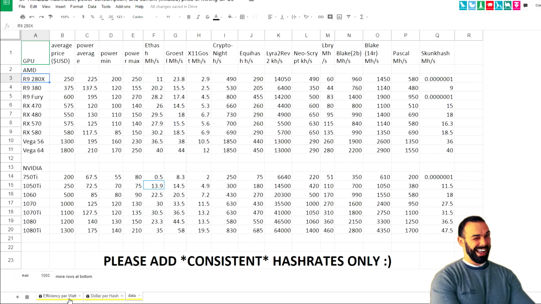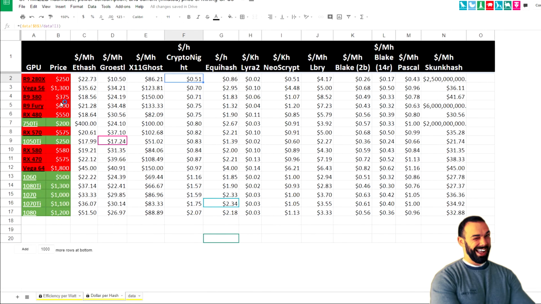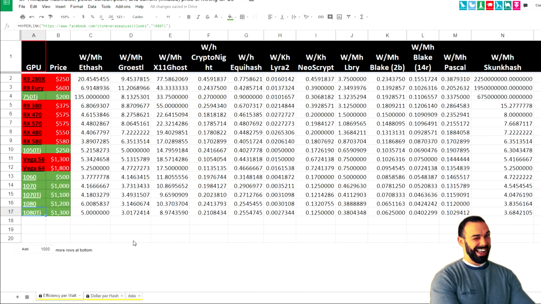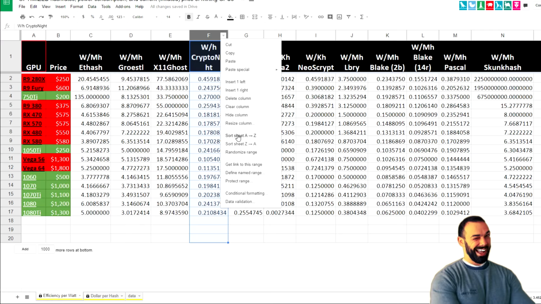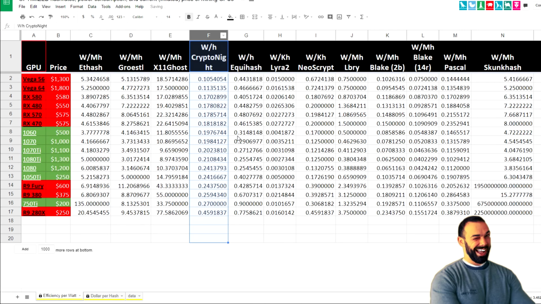But let's go over to efficiency per watt. We saw in dollar per hash that at the top of the stack for CryptoNight is the R9 280X. But if I go to efficiency per watt, and also I sort right here by CryptoNight, sorting A to Z, wow, the story really changes. At the top of the list is the Vega 56. The Vega 56 by AMD is the current CryptoNight hashing king. It is just extremely powerful. The hash rate is so high. Let's go over to the data to see what that means.